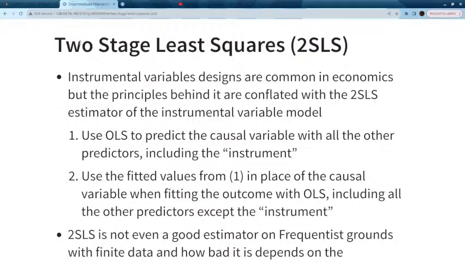First stage, you predict the causal variable with all the other predictors, including the instrument. And then you use the fitted values of the first stage in place of the causal variable, model the outcome with the fitted values and all the predictors except the instruments, and get a point estimator of the causal effect. And the main thing to keep in mind is that two-stage least squares is not even a good estimator from a frequentist perspective.